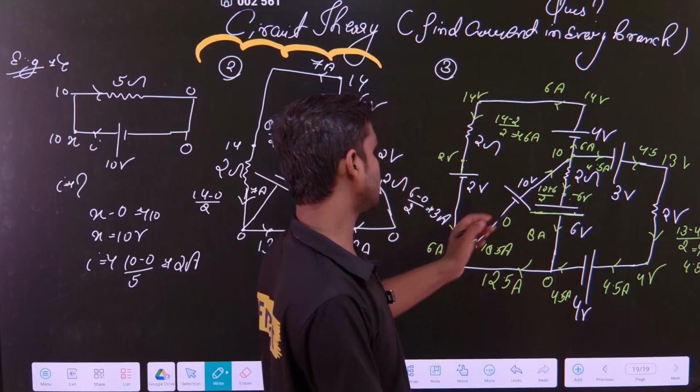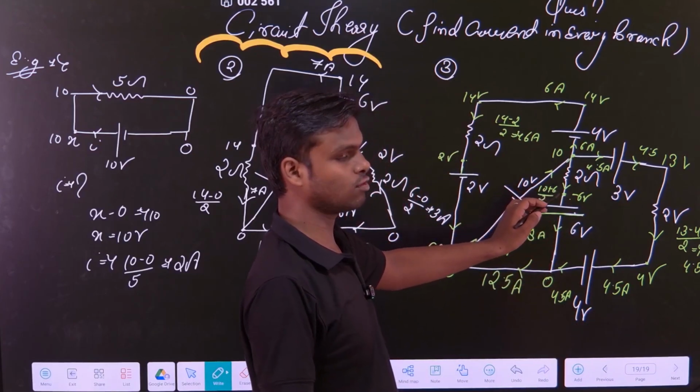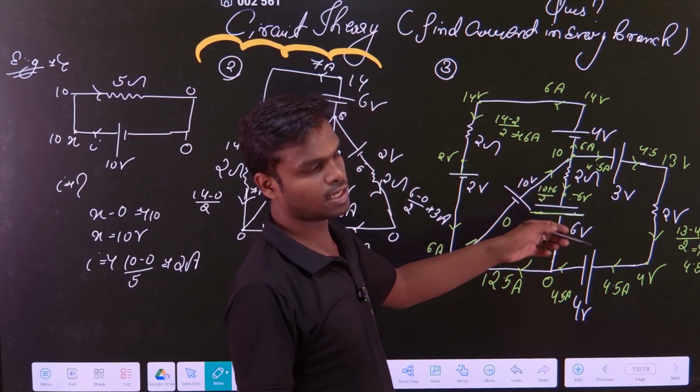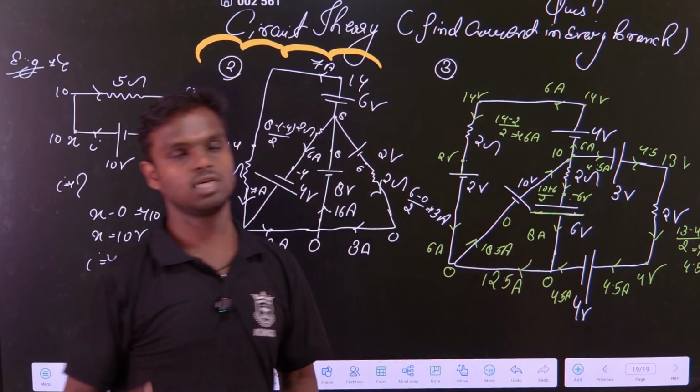That we can also do, or you can take x here and you can write higher minus lower. 0 minus x equal to 6. So you will get x equal to minus 6. That is also you can do. So there are multiple ways.